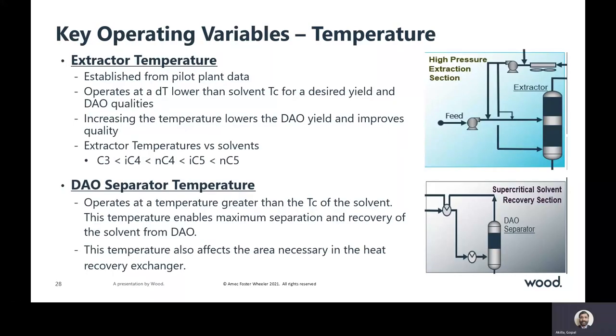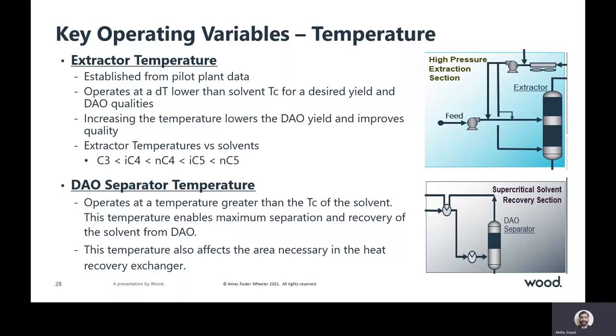Now, extractor temperature. The extractor temperature varies from solvent to solvent. For propane, it is the lowest temperature. For pentane, it's the highest. However, if you increase the extractor temperature, the DO yield will be lowered. However, the quality improves. Keep in mind that these extractor temperatures are always lower than the critical temperature of that solvent.